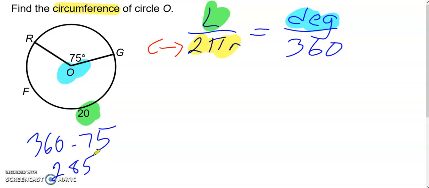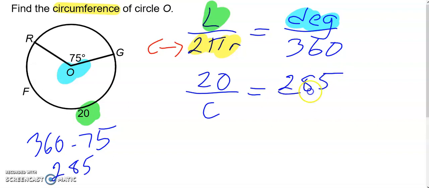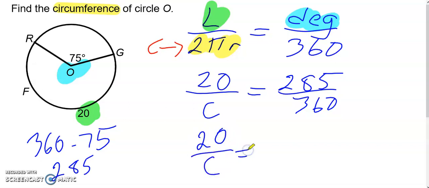So the arc length that we are given is 20. We want to find the circumference. I'm just going to call that whole thing C. I'm not going to find radius. I'm going to find the entire circumference. 2 pi r is circumference. And that's going to give me 285 over 360. I'm going to reduce that fraction. And we're going to get 20 over the circumference equals 19 over 24.